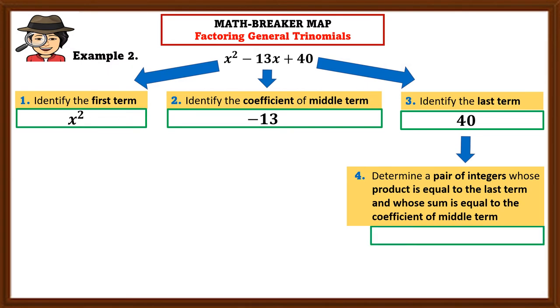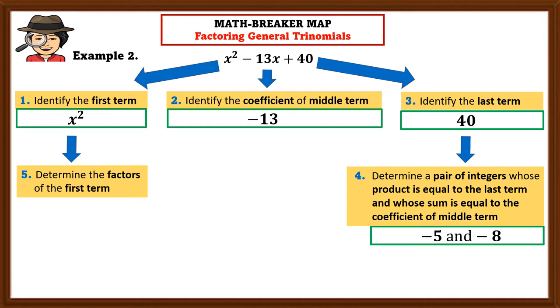The fourth step is to determine a pair of integers whose product is equal to the last term, which is 40, and whose sum is equal to the coefficient of the middle term, which is negative 13. Therefore, the pair of integers we have is negative 5 and negative 8. Because when you multiply negative 5 times negative 8, the product is positive 40. And also, when you add negative 5 and negative 8, the sum is negative 13. They are both satisfied.